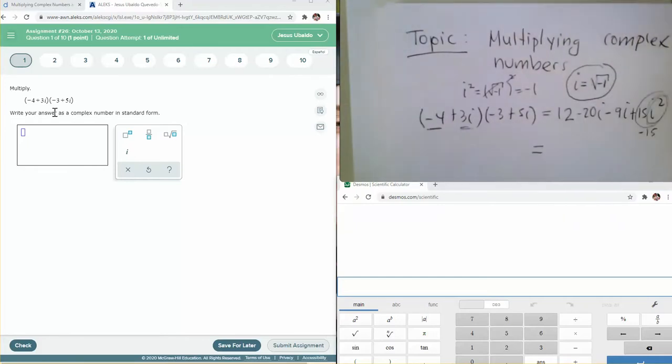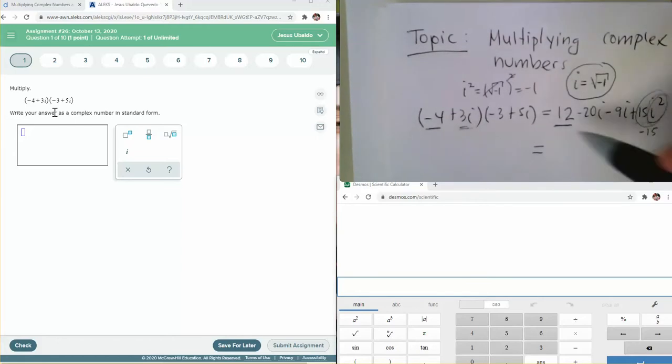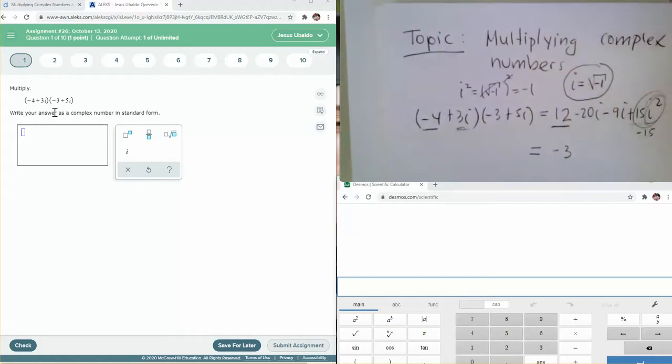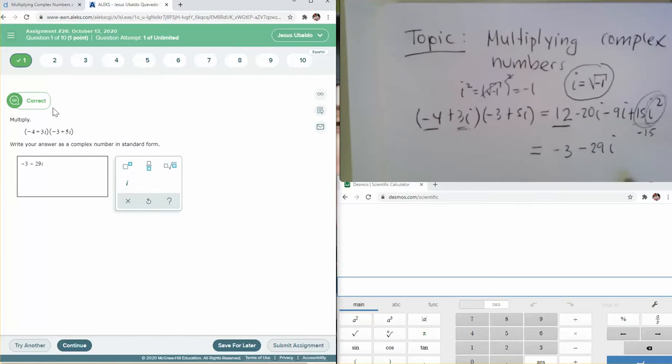So when we simplify, we put the real number with the real number. This didn't look real before because it has an i squared, but the i squared is negative 1. So we change the sign. So 15 negative, and 12, we got negative 3. Okay? And then negative 20 and negative 9 give us negative 29i. Now, that's what we call the standard form. That's what they say here. So we type here negative 3 minus 29 and click on the i. We say check, and we got that correct.